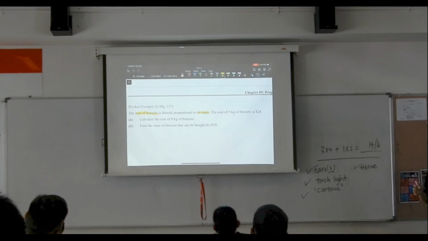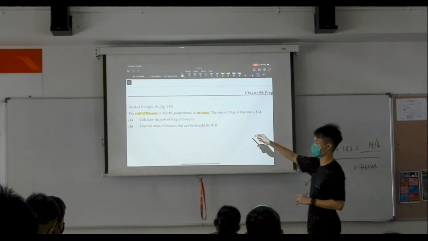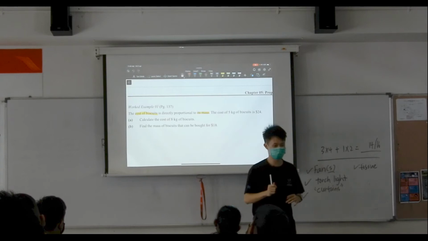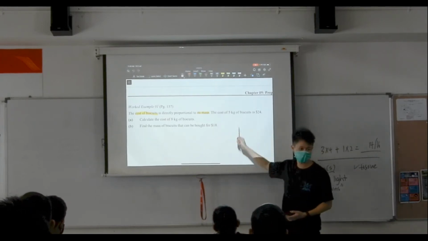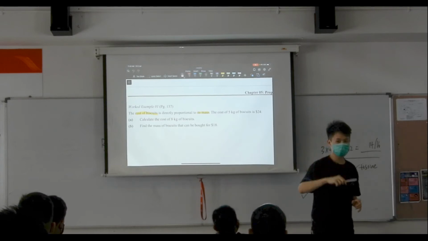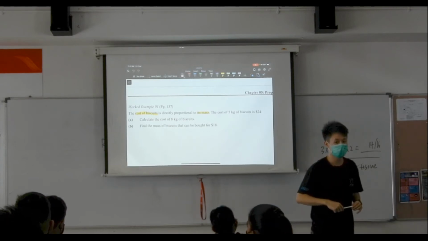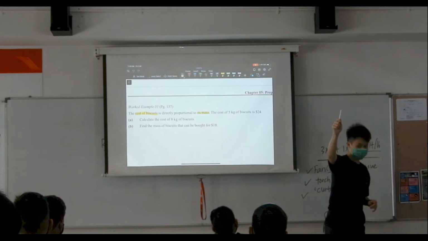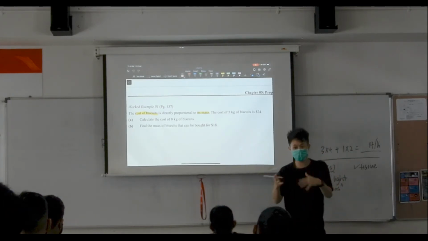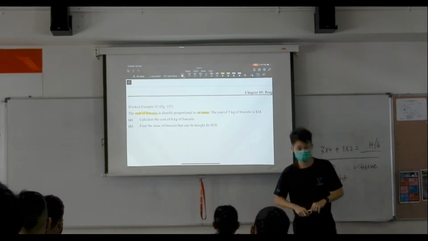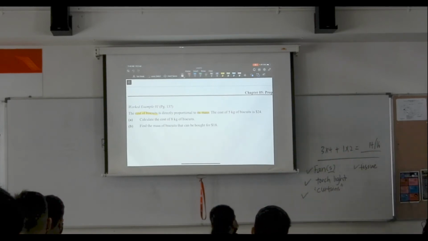So the first step is we want to calculate the cost of 8 kg of biscuits. Not easy, but what do you have? You have the 5 kg one. Find 1 kg. This is actually very similar to what we have been doing. Direct proportion is something you have been doing all along. We'll come to question B, no worries.